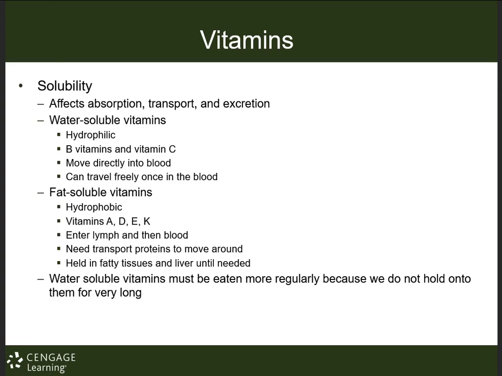So that being said, water-soluble vitamins must be eaten more regularly because we do not hold on to them for very long. So if we get an extra amount of vitamin C or one of the B vitamins, usually we will just pee it out and it won't accumulate in our body. But if we get a really high amount of any of the fat-soluble vitamins, they will be stored and it can negatively affect our health. But we also don't have to eat them as often because we are able to store them a little more.